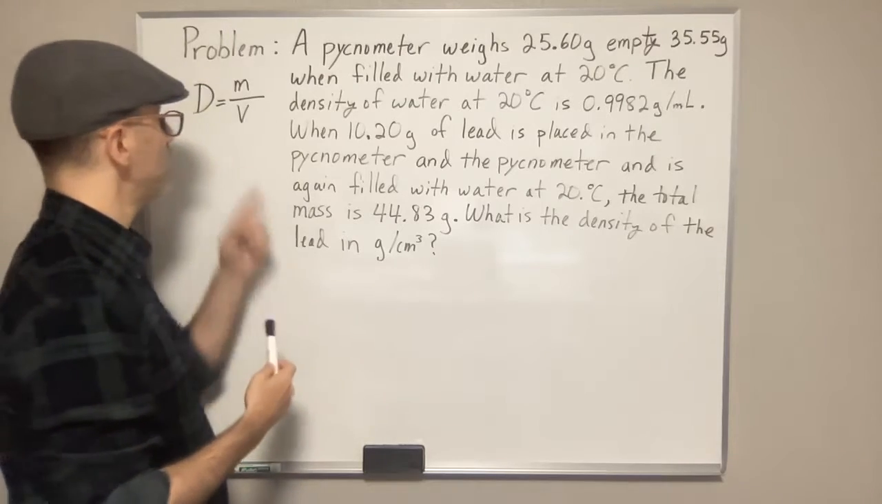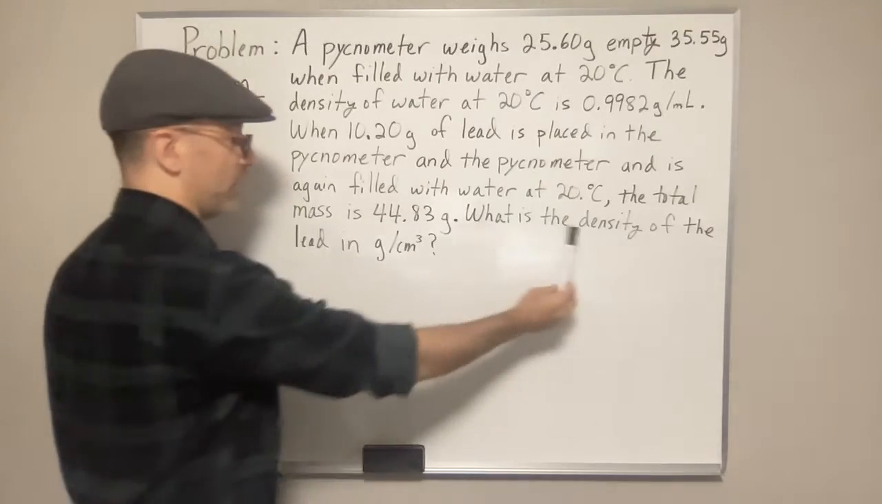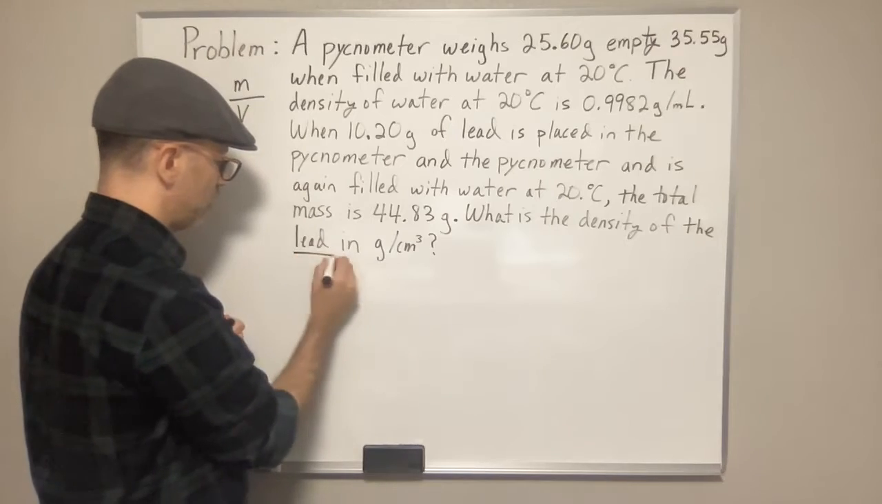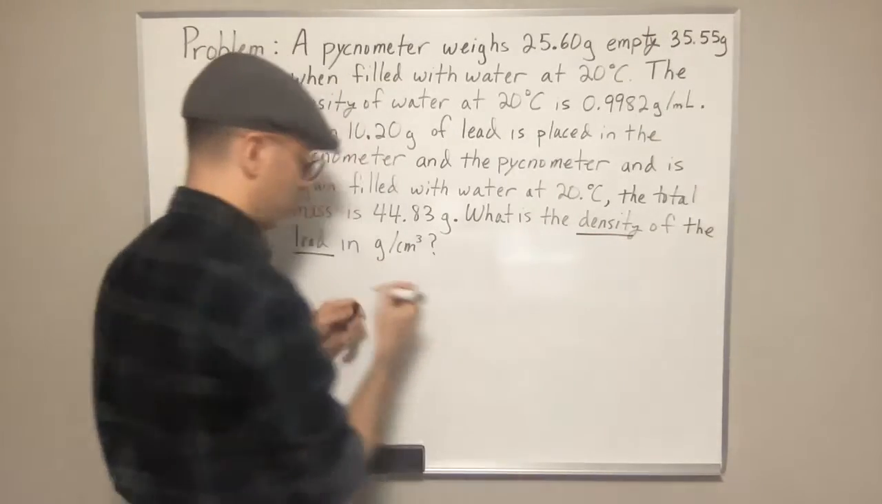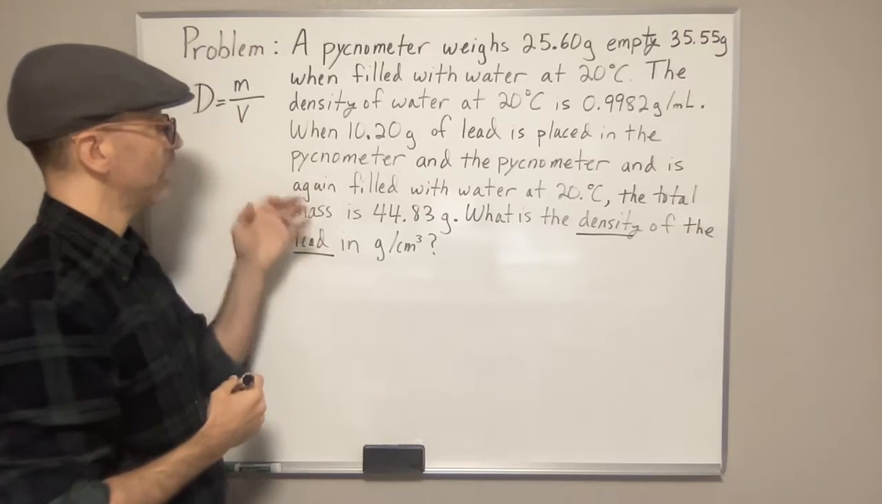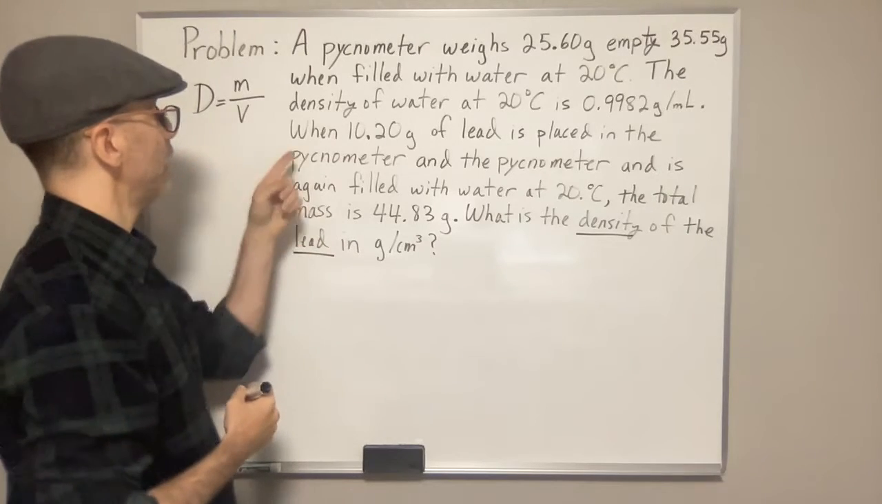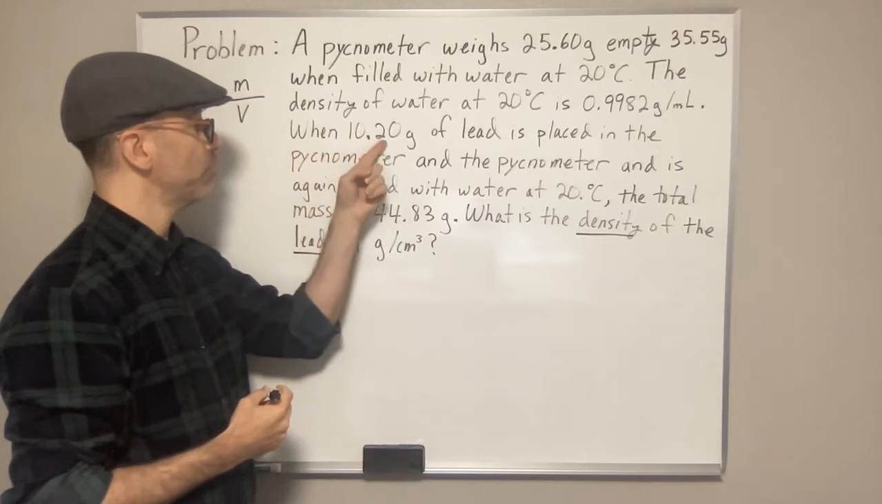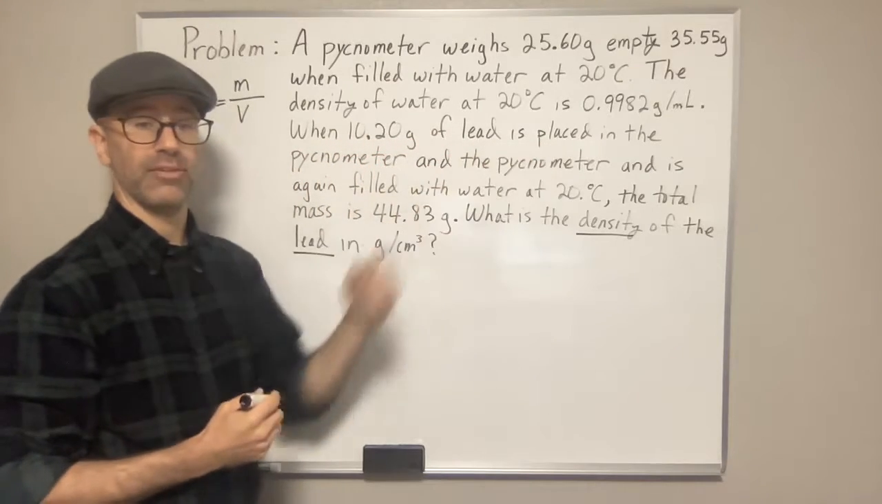They want to know what the density of the lead is. So we need to know the mass of the lead. Did they give us the mass of lead? Yeah, they say when 10.20 grams of lead is placed in the pycnometer.